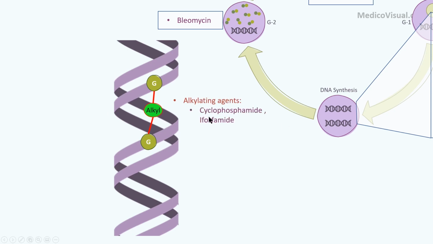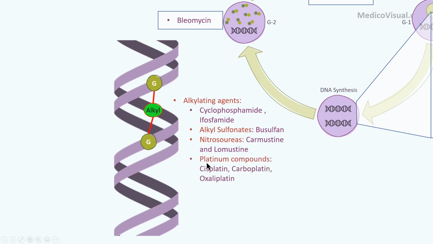Examples are cyclophosphamide and ifosfamide. Then alkyl sulfonates, for example busulfan. Nitrosoureas, for example carmustine and lomustine. And some platinum compounds, for example cisplatin, carboplatin and oxaliplatin.